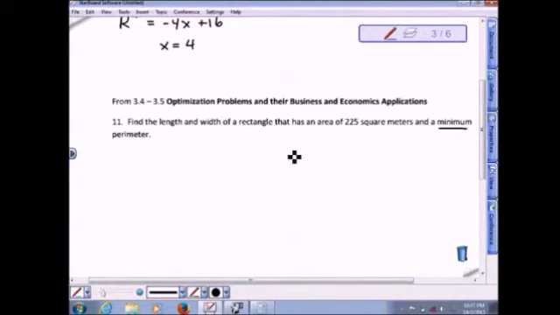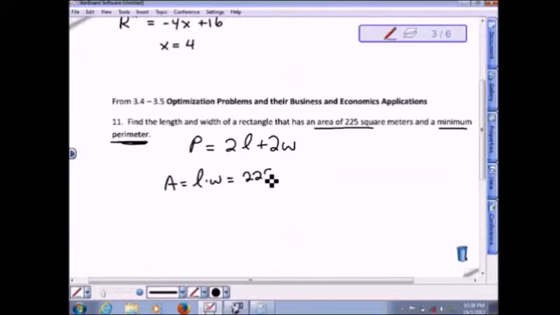So what we're trying to optimize here is the perimeter. The perimeter formula for a rectangle is 2L plus 2W. Now to optimize or to minimize or maximize any function, we take the derivative. The problem is this is not a function of one variable, this is a function of length and width, which is really going to complicate things. So what we need is a secondary equation. We have some information here that the area, which is length times width, is equal to 225 square meters.